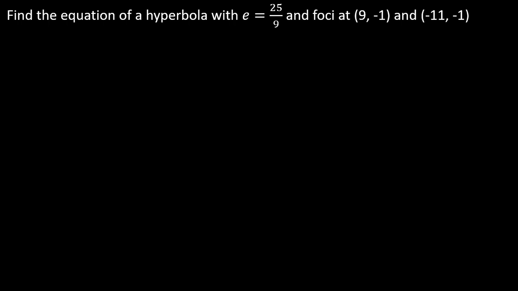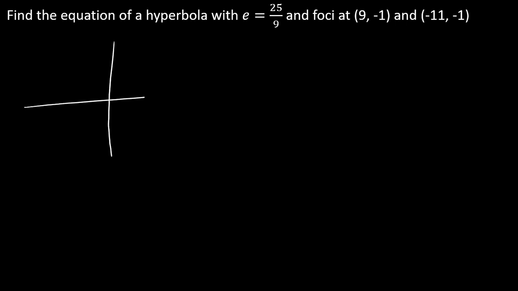Okay, and then the last thing I want to talk about is how you write the equation of a hyperbola using eccentricity. So find the equation of a hyperbola with e equal to 25 over 9 and foci at (9, -1) and (-11, -1). So of course, you know that I am going to tell you to start with graphing this a little bit. We don't have to graph it all the way, but just to wrap our heads around it.